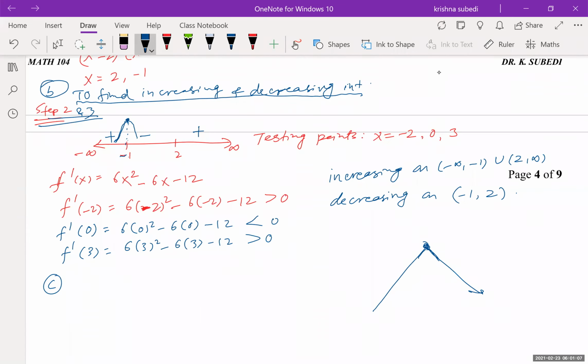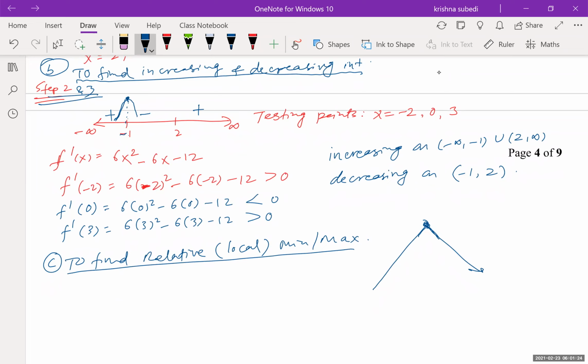So to find the relative or local minimum and maximum, we analyze the sign. After analyzing the sign, we notice that there is a maximum at x equals -1.